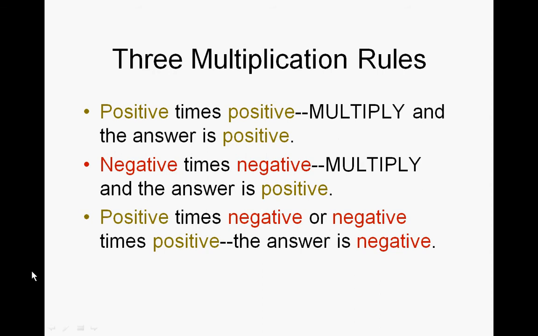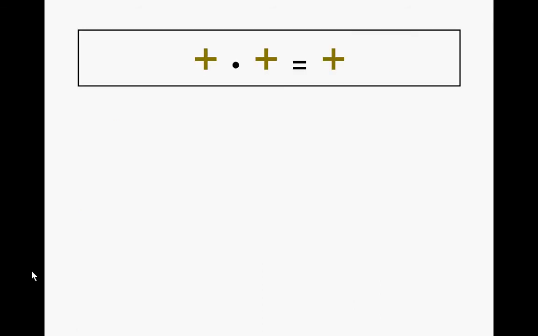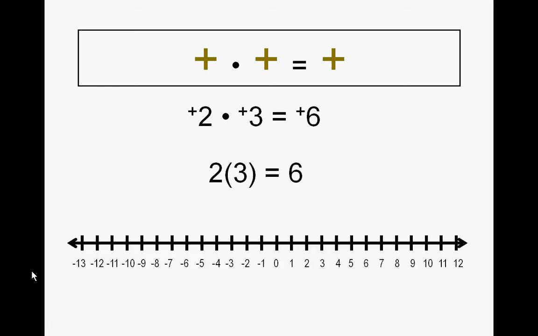So let's take a look at the first rule. Obviously, if you have two positive numbers, again remembering that they are marked with a positive sign, normally we drop that, and it is also customary to use parentheses to indicate multiplication. So in this case we have 2 times 3 equals 6. On a number line, remember that multiplication is repeated addition, so we're just going to take two groups of 3. They are going to the right, and so you end up with a positive 6.